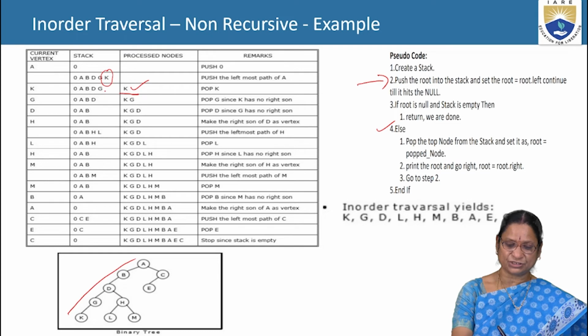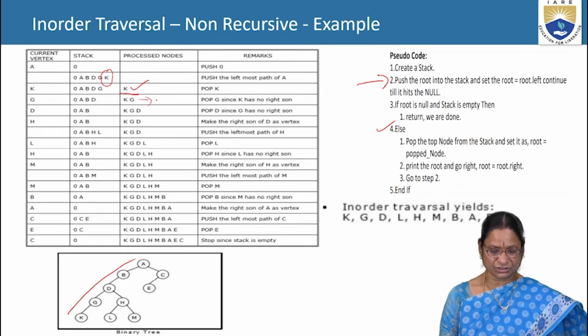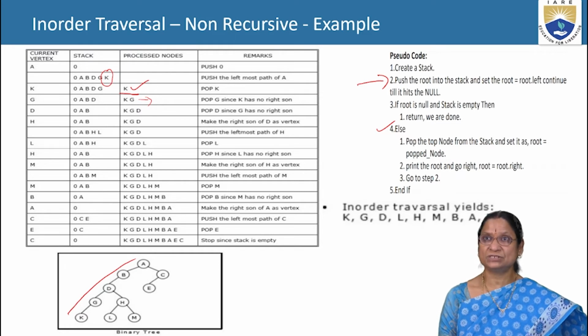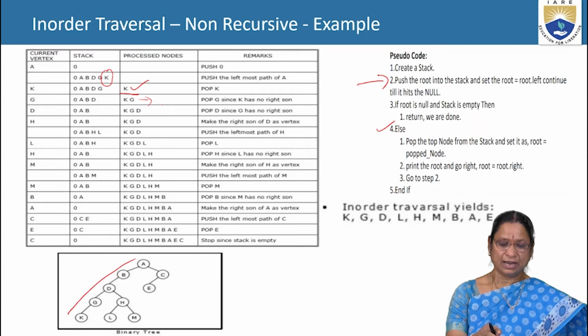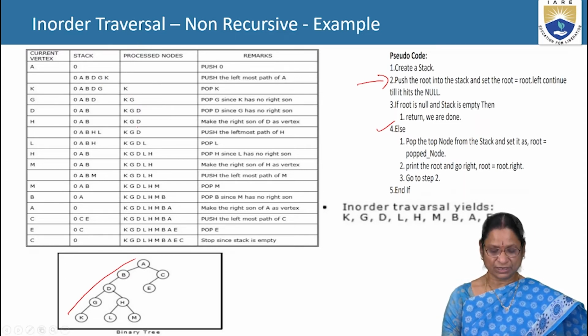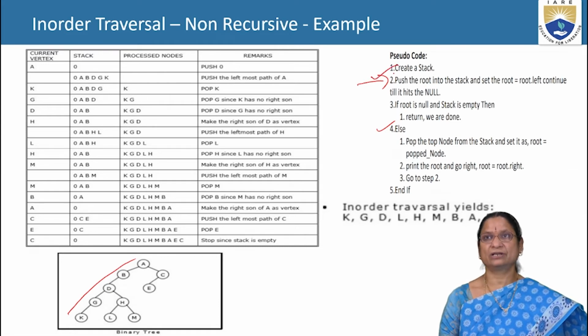Pop the next element, G. G is printed here and it will update our root as right of G. No right of G. Again it will pop out D and update our root as right of D. So what is right of D? Right of D is H. So this is going to be executed now.